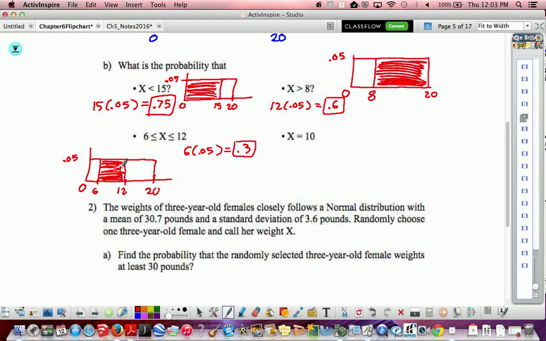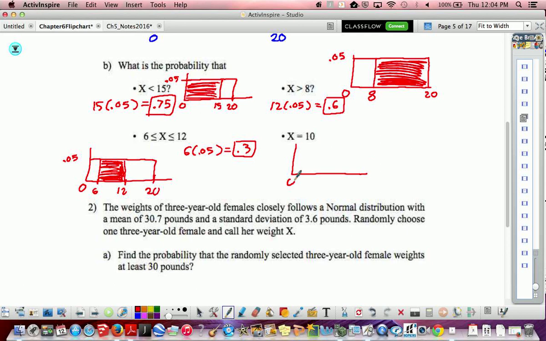It can be 12, yes, but whether it's 12 or not 12 will not change the probability, because the probability of a single outcome is 0. So you're still just doing this area right here in between. This has a base of 6, and you're timesing it by the height 0.05. So that kind of is the sneaky part of this one, but if you visualize it, it will help you.